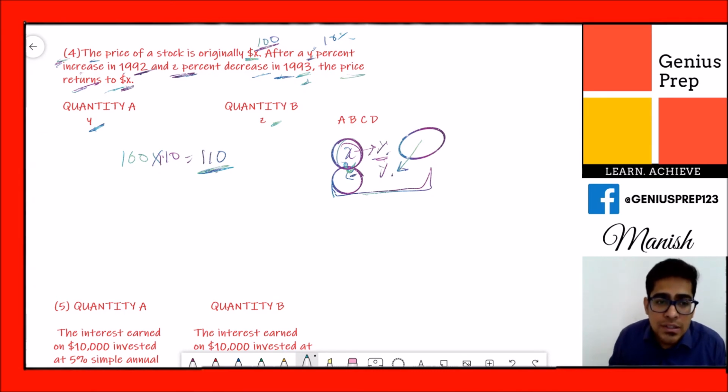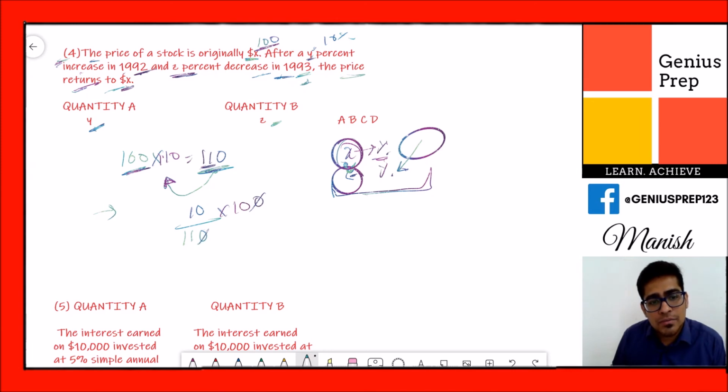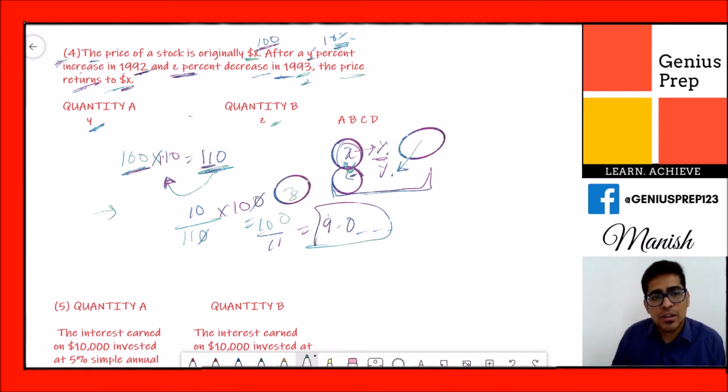A Z percent decrease in 1993, so it becomes the value. Now it is saying how much percentage it should decrease the price, so the new price will again equal 100. It is like a change problem, so what is the change in the price? The change in the price will be 10, the original price is 110, multiplied by 100, you solve this, and this is 100 divided by 11, which is around 9 point something. So this value is less than this. So quantity Z is less than quantity A.